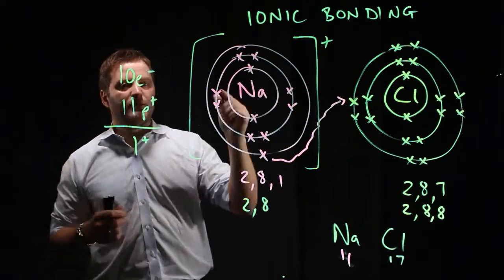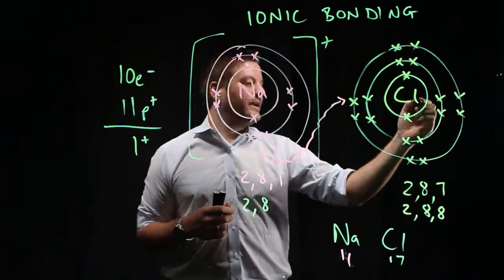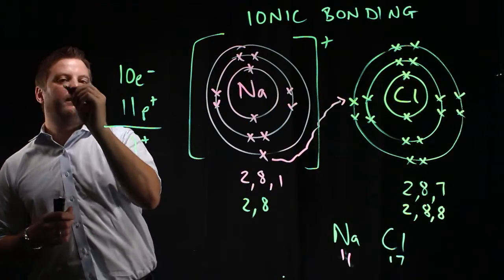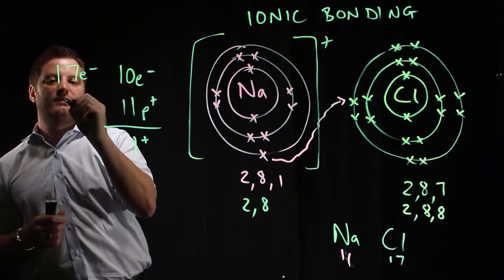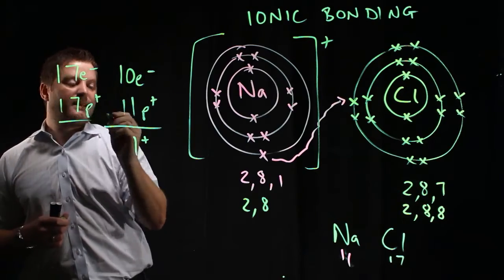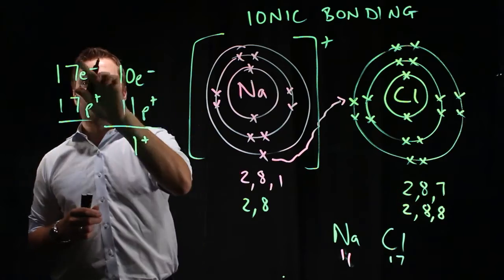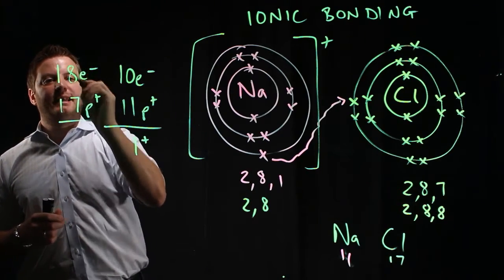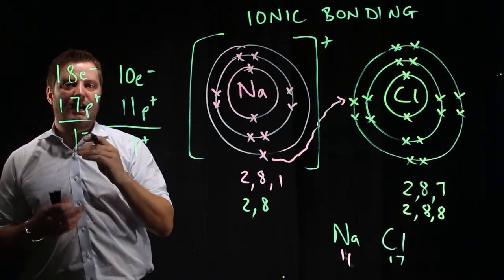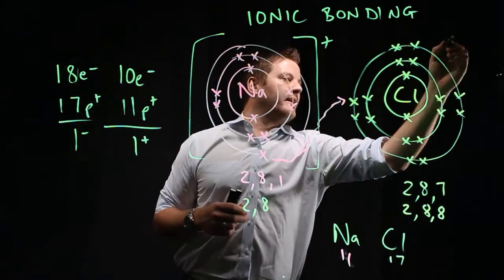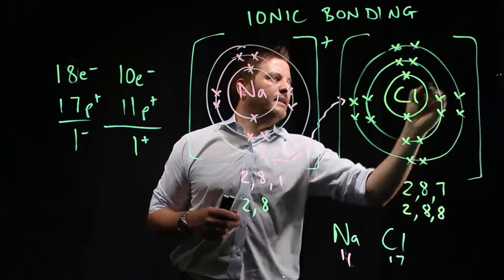In the same respect with chlorine, I'll just write this here, chlorine had 17 electrons and 17 protons in its atomic form, if you like. Because it's accepted an electron, this has become 18 electrons, which means it's got a net charge of -1. So we can represent that like here.